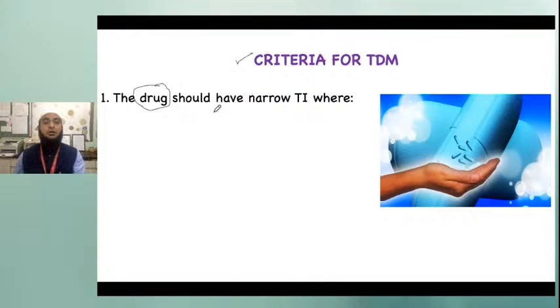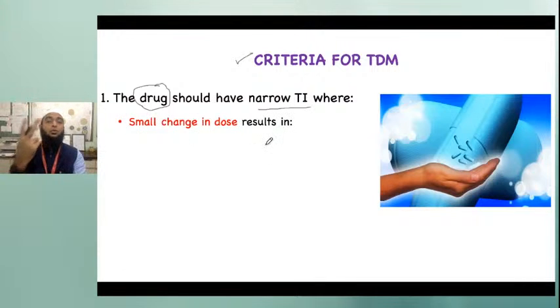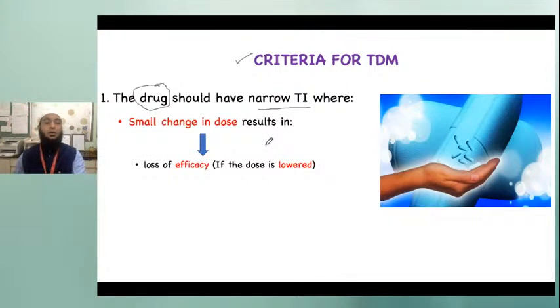For a drug which needs therapeutic drug monitoring, the first and very important criterion is that the drug should have a narrow therapeutic index. If a drug has a narrow therapeutic index, then it is one of the ideal drugs whose concentration needs to be monitored by the process of TDM. Why do you need to measure it? Because a small change in the dose may lead to two effects. One effect may be the loss of efficacy.